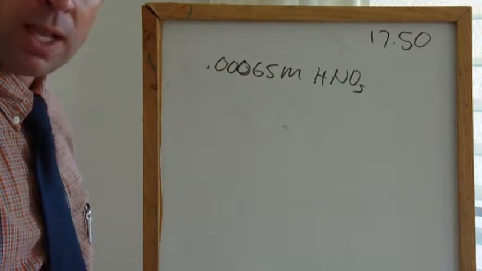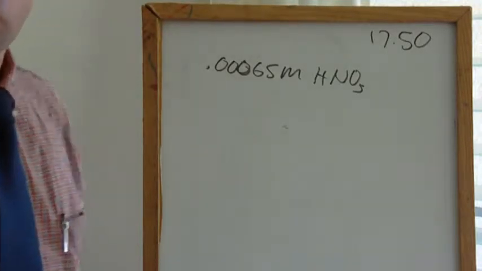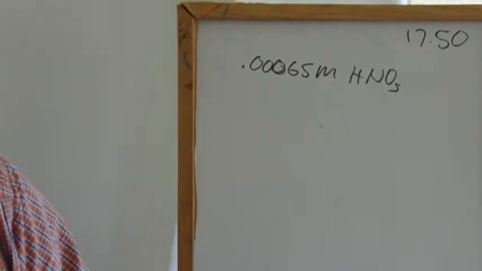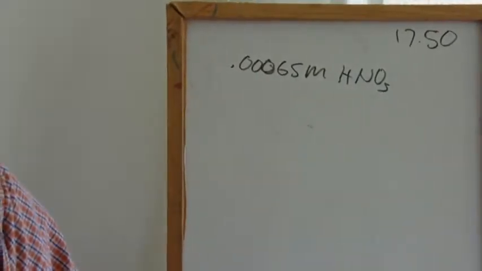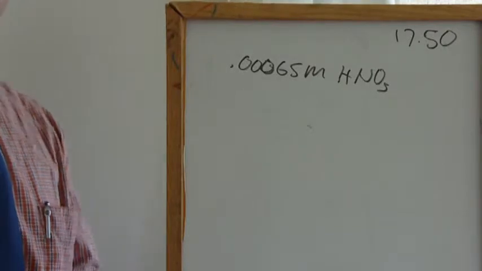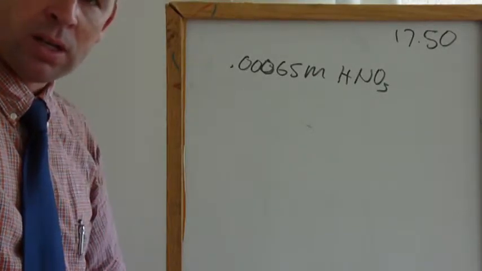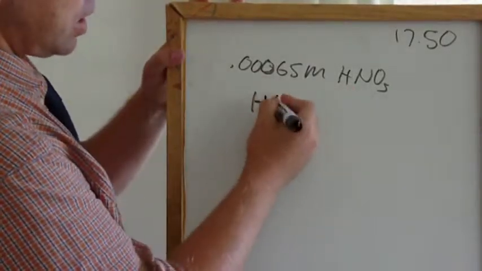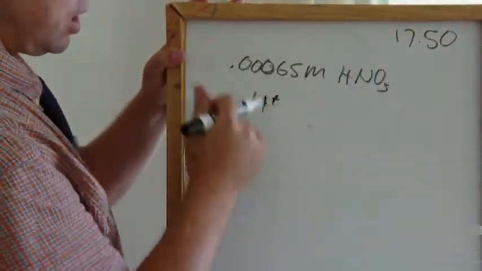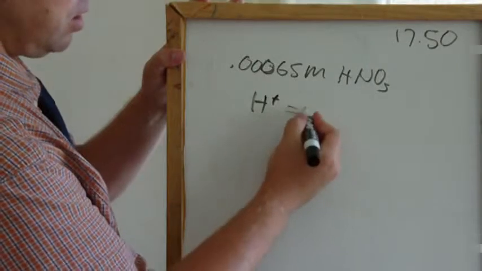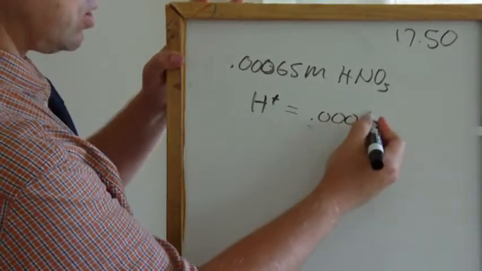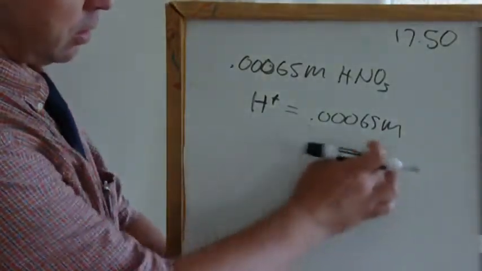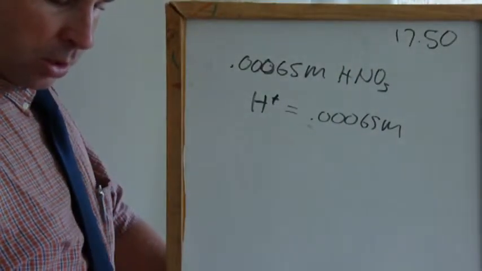So if we put a strong acid into water, then it completely ionizes, completely dissociates, right? And completely, the concentration of hydrogen ion is going to be equal to the concentration of the acid. So the concentration of H plus ion in a solution that contains that much nitric acid is going to be 0.00065 molar.